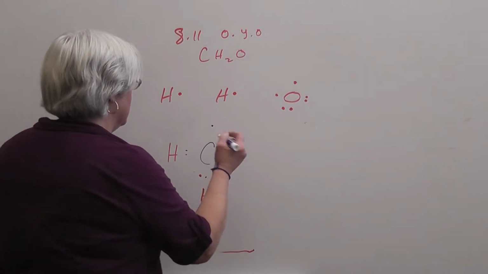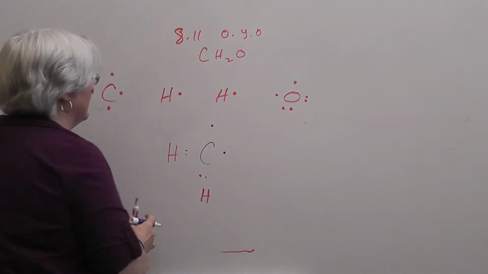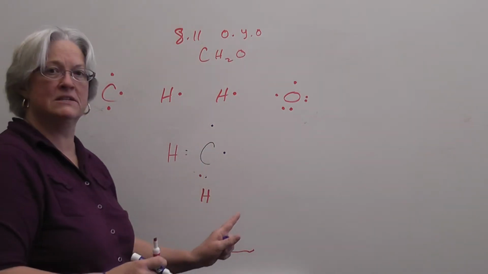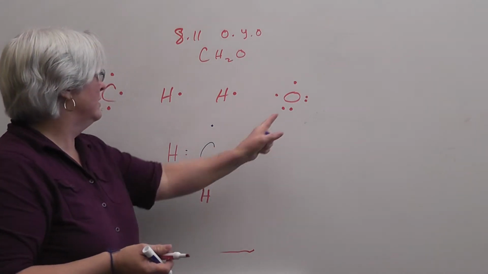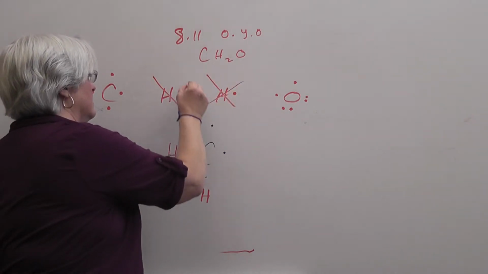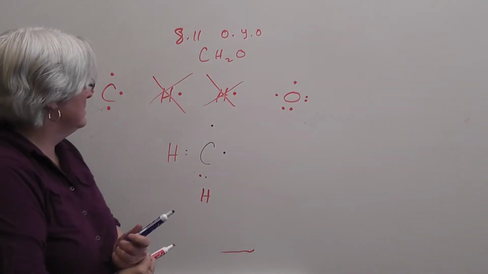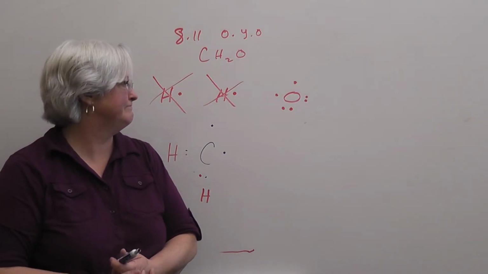The carbon is happier than it was before, because it has 6, but you have to have 8 valence electrons for carbon. Oxygen is not happy either, because it has 6. Now, let's see, what could we do?